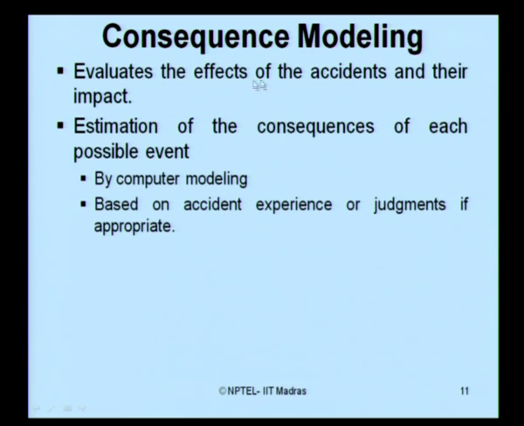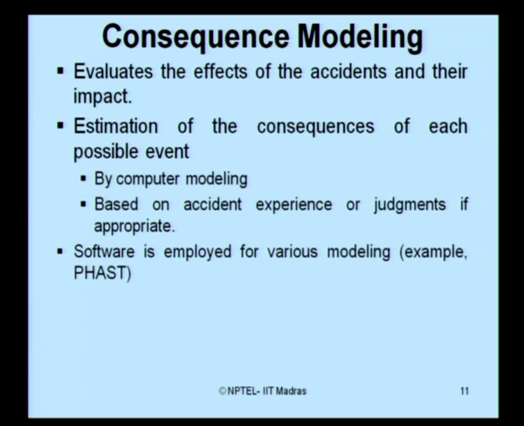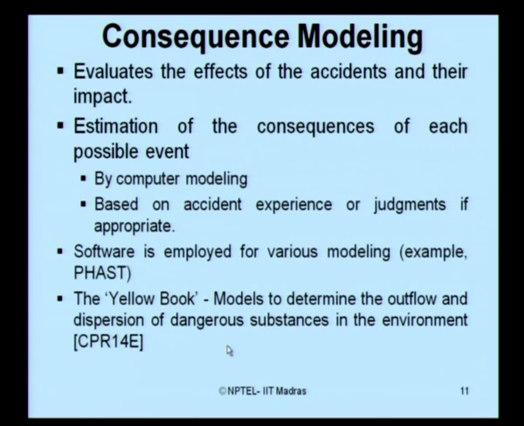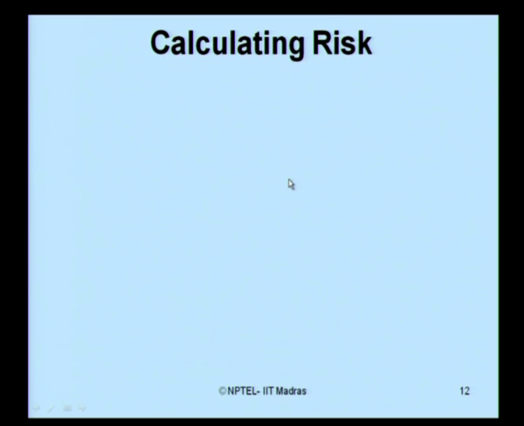So, once you understand the effects of accidents and their impact, estimate these consequences based on software. We will discuss that in the subsequent modules and lectures, based on some accident experience or judgment if you already have and if you feel they are appropriate for the selected problem. As an example, software can also be used for doing consequence modeling. There is a software by DNV which is called FAST. This can be employed comfortably to do what we call consequence modeling. Alternatively, you can also look at the Yellow Book. This has certain models to determine the outflow and dispersion of dangerous substances in the environment, which is given as the CPR 14E guideline. You can also look at this reference manual for modeling the dispersion problems.